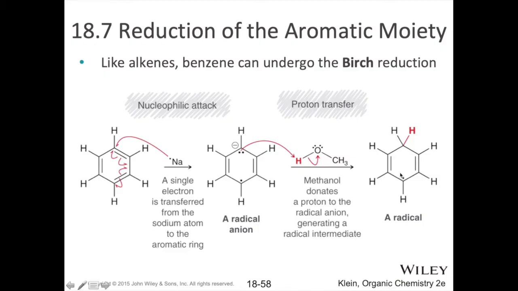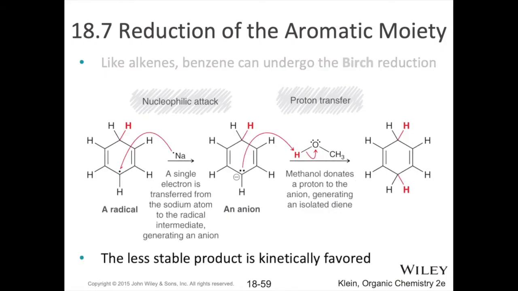So what does this radical do? Well, you still have sodium left over, so we do this again. Another sodium atom transfers an electron over, and your radical becomes just an anion now, with that pair of electrons. And of course, that anion can again pick up a proton from another methanol molecule, and that's where we get our product. Notice that we have a product that has two double bonds across from each other, and the carbons that have been protonated are now sp3 carbons, which are also across from each other.